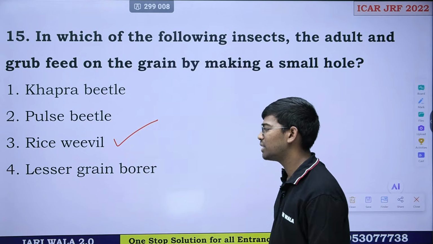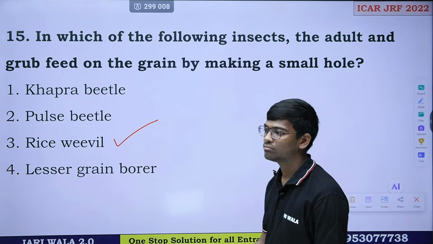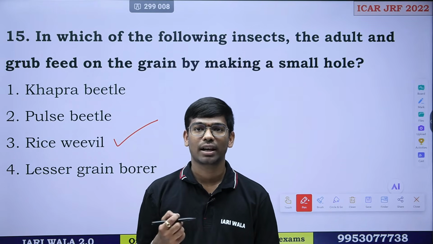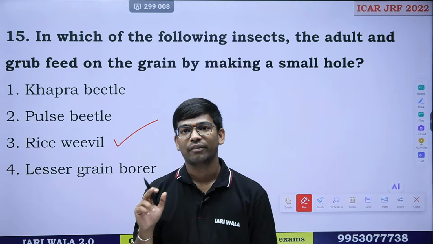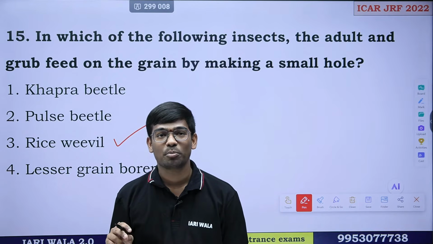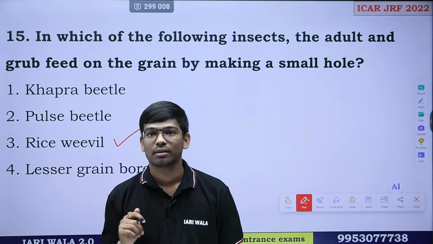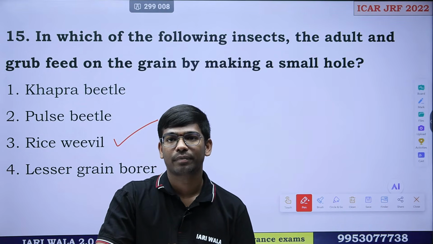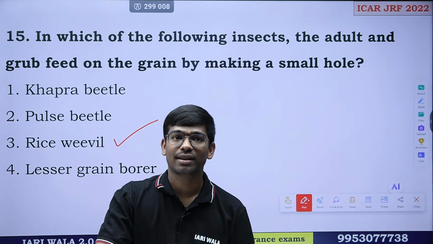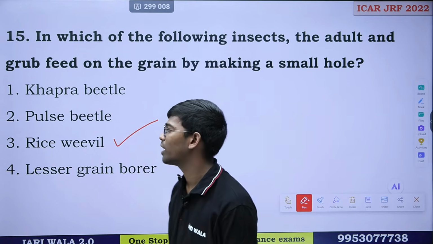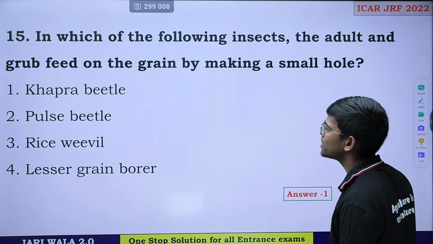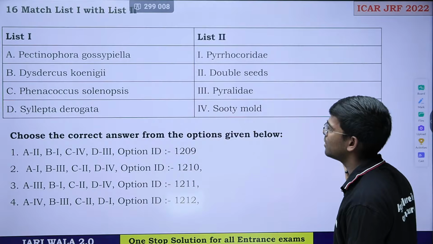And in case of lesser grain borer, we can see a somewhat bigger hole when compared with the rice weevil, and that too a circular hole. And for this question, NTA gave option 1, the Khapra beetle. Somebody is texting in the chat box, but actually it's wrong. So the answer is rice weevil. Sometimes it happens, NTA gives the wrong key.